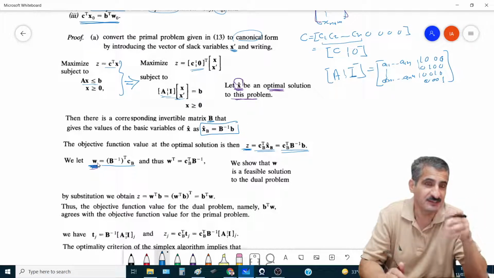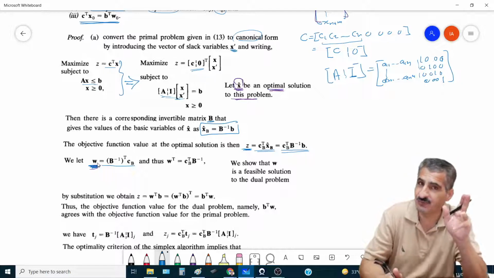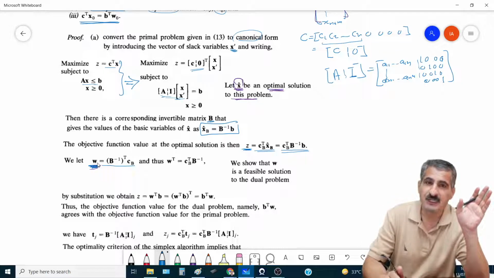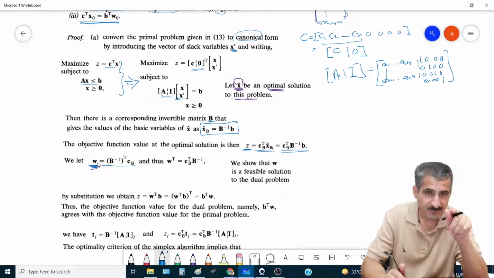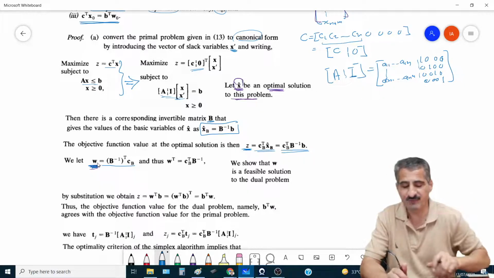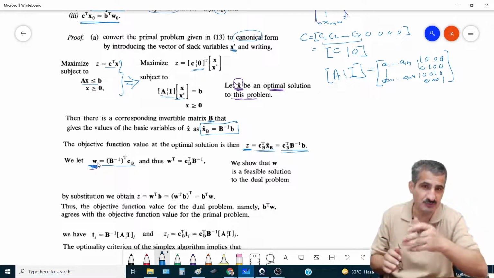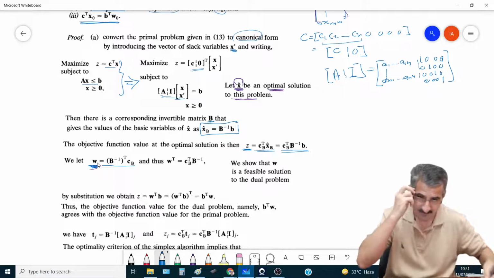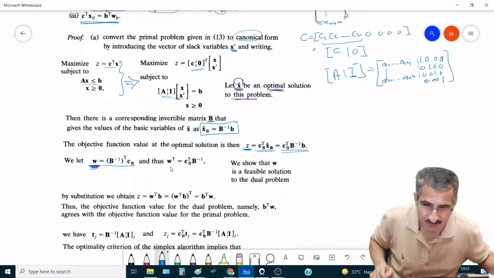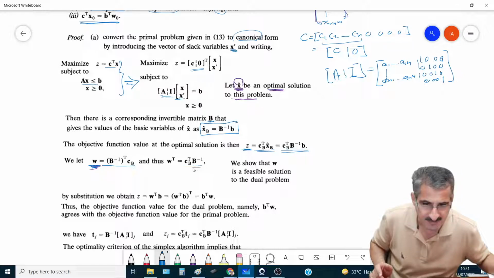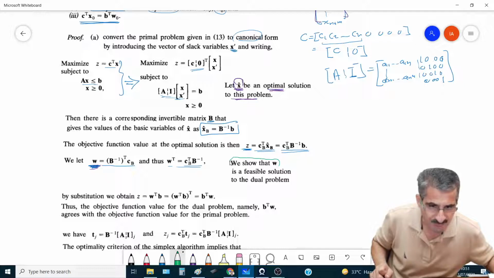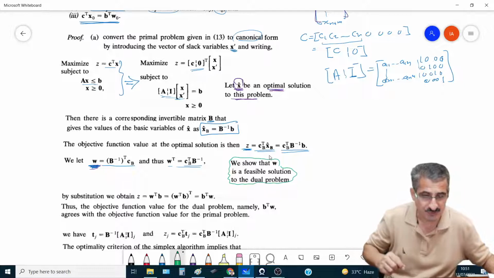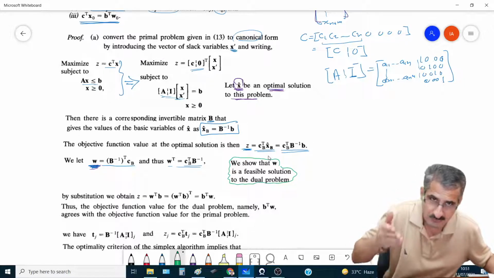Now we claim that this W is an optimal solution for the dual problem. And the objective value is the same. The value of the objective function using W is the same as the value of the objective function using x hat. Okay. Now, if we define this, let's keep going. So W transpose equals that. Now we show, this is what I'm saying, we show that W is a feasible solution. So first we will show it is a feasible solution, then we will show it is an optimal solution.